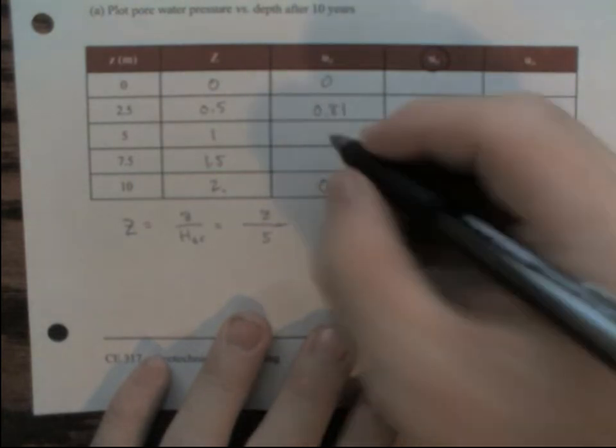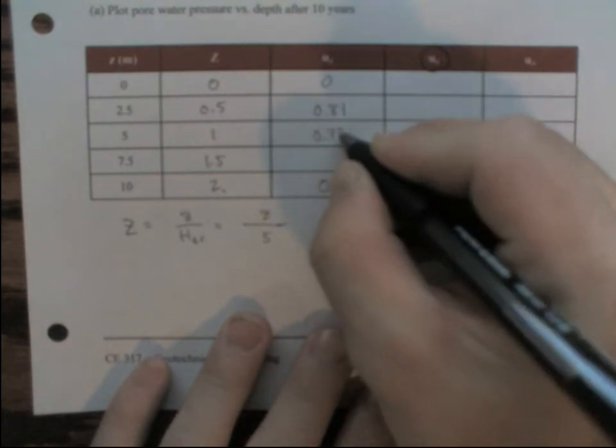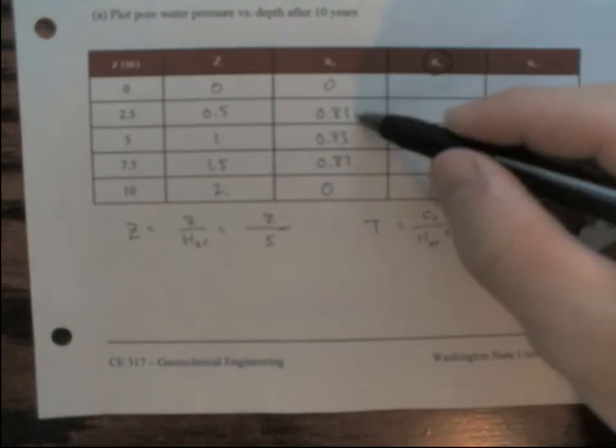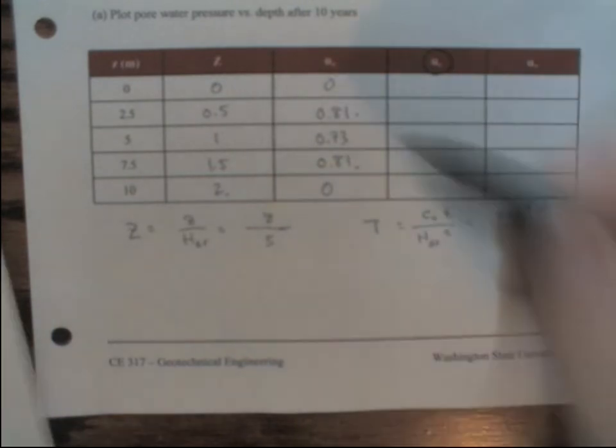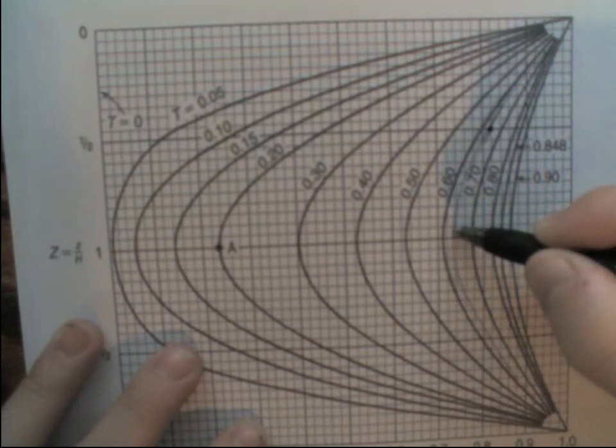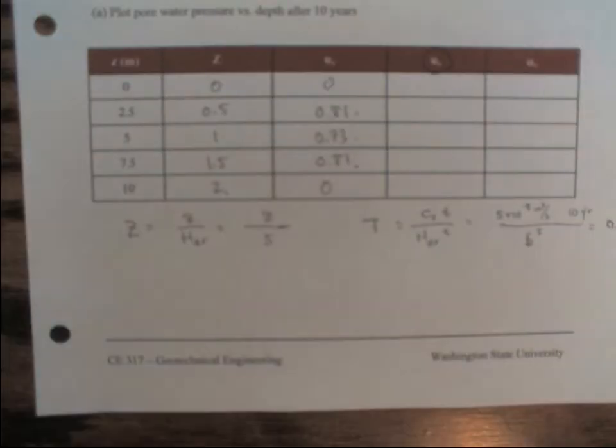0.81. And then if we find on the graph 0.73 and 0.81, these top and bottom ones should be the same there. I will show you again for 5, 0.73. If we come right through here, it's going to be approximately 0.73 right in there.